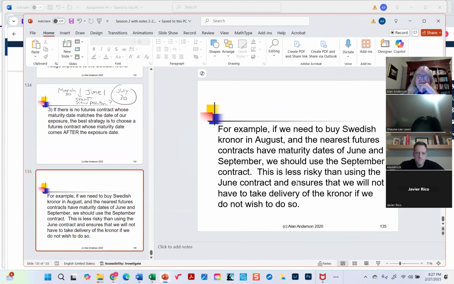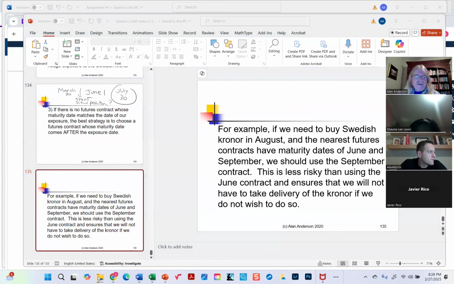All right, so here's an example. If we need to buy Swedish kroner in August, the nearest contracts are in June and September. Ideally, we'll use September. And also, by the way, if you let your contract expire in June, you may actually end up having to take delivery of the kroner. So we don't want that either for the most part. So having a later date also reduces the risk that you'll actually have to take or make delivery of the underlying asset.